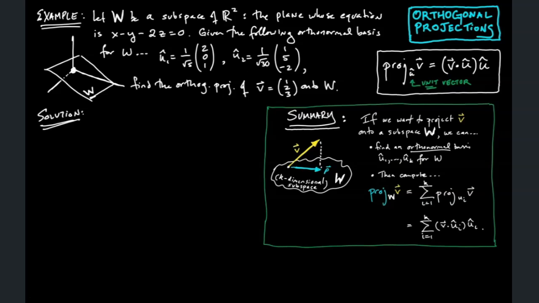So I'll leave those details for you, but it's worth asking yourself, where did this orthonormal basis come from in the first place? It's not hard to find a basis for W. Just find two linearly independent vectors in W, and it's easy by experimenting to find them just by finding values of x, y, and z that satisfy the plane's equation.